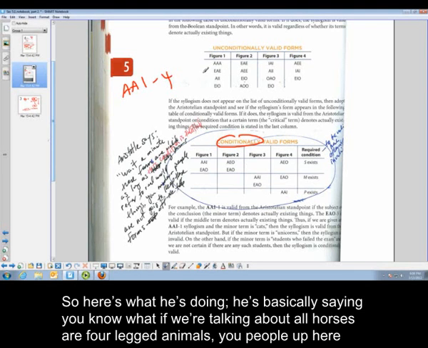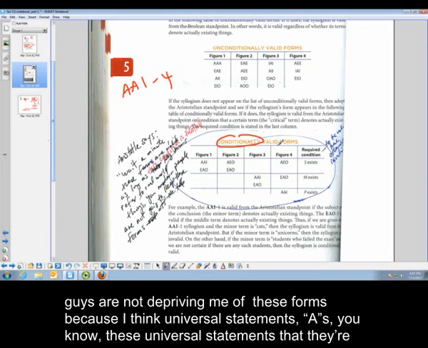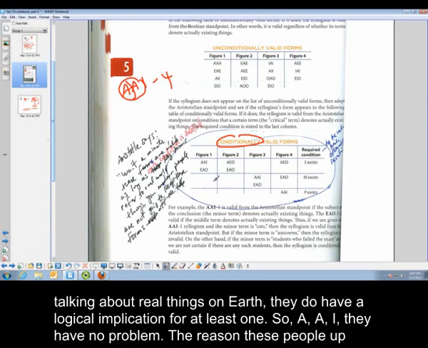So here's what he's doing. He's basically saying, you know what, if we're talking about all horses are four-legged animals, you people up here mean to tell me you can't infer from that at least one horse is a four-legged animal? He's saying baloney to all of you. Wait a minute, you guys are not depriving me of these forms, because I think universal statements, A's, these universal statements, if they're talking about real things on Earth, they do have a logical implication for at least one.